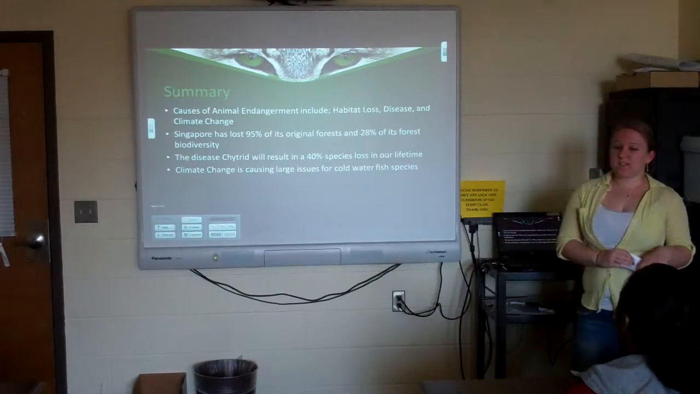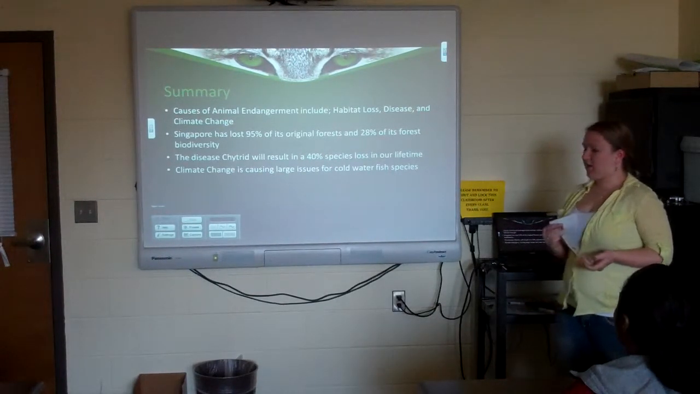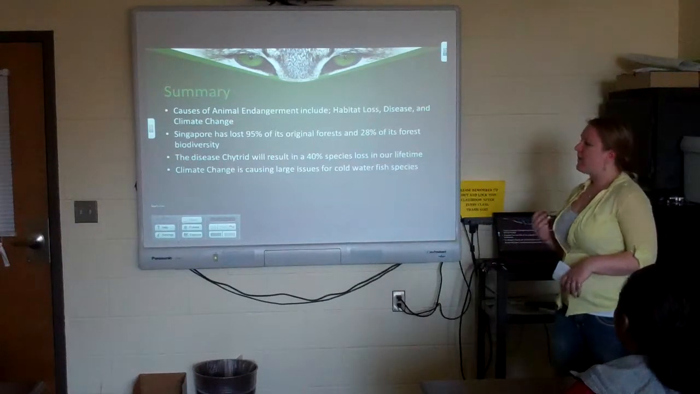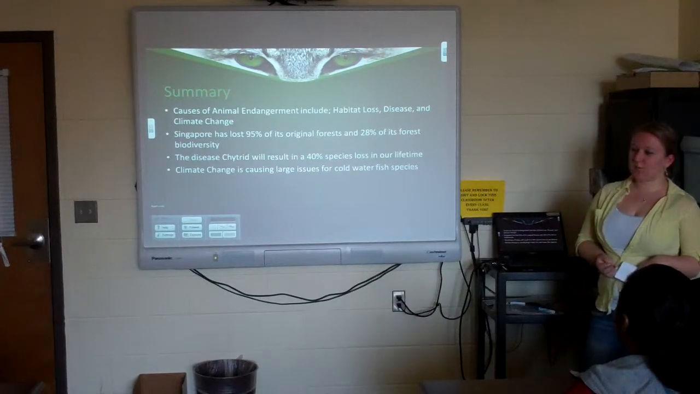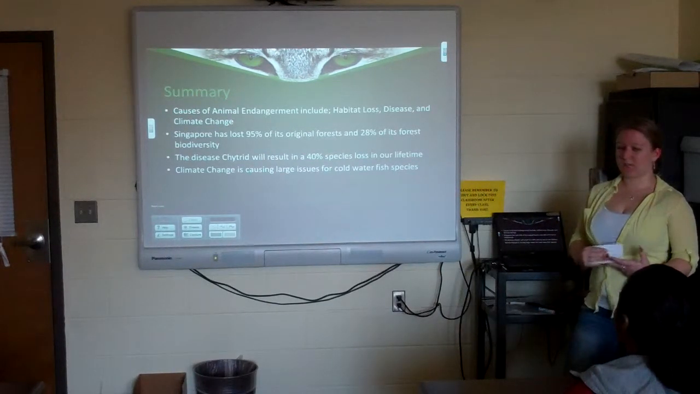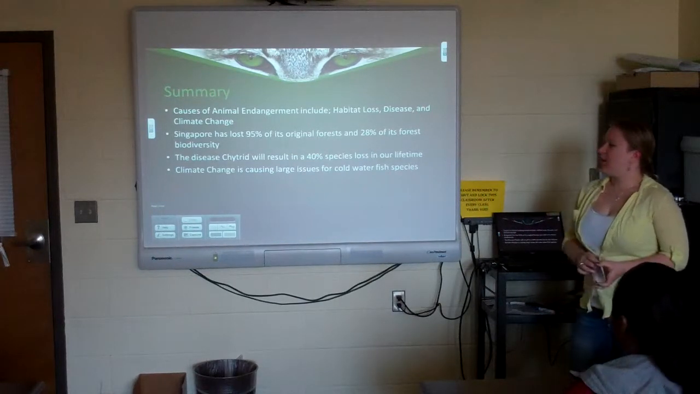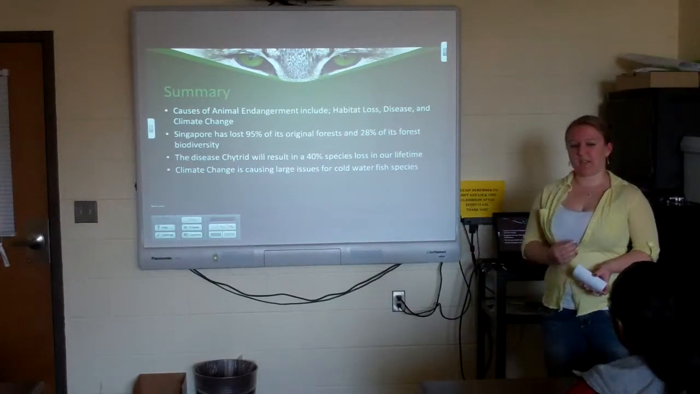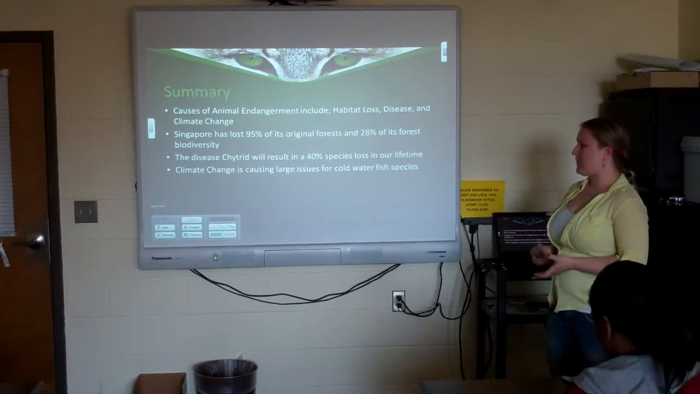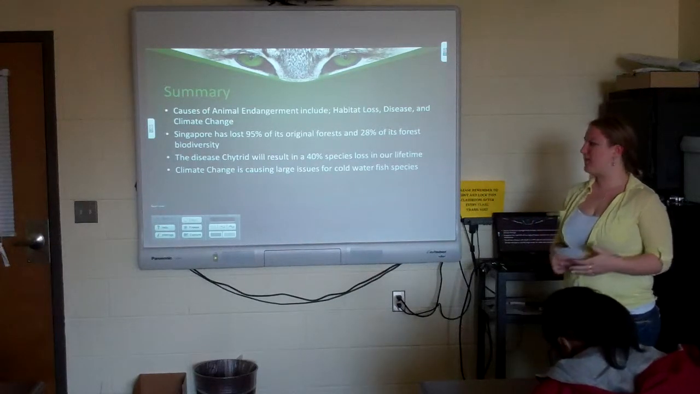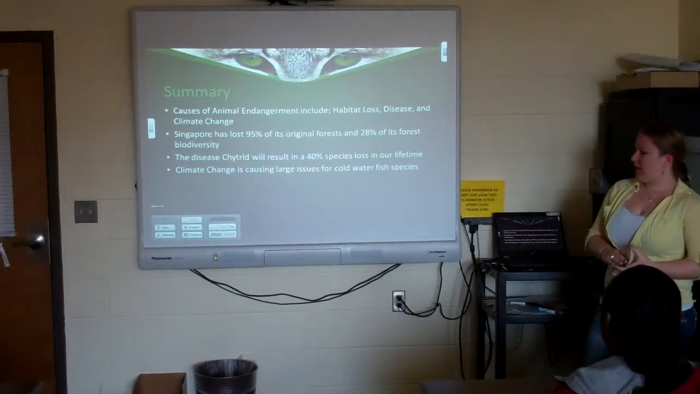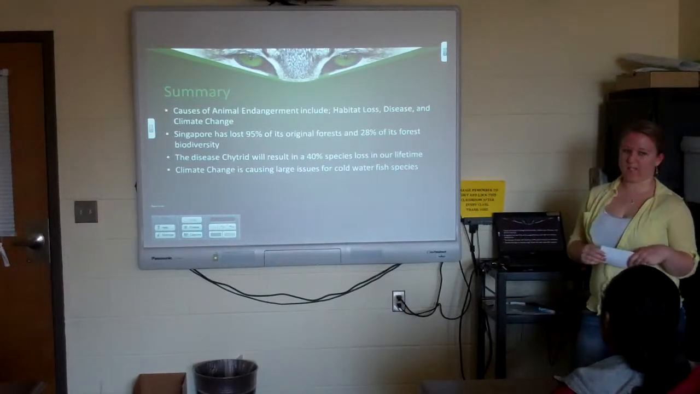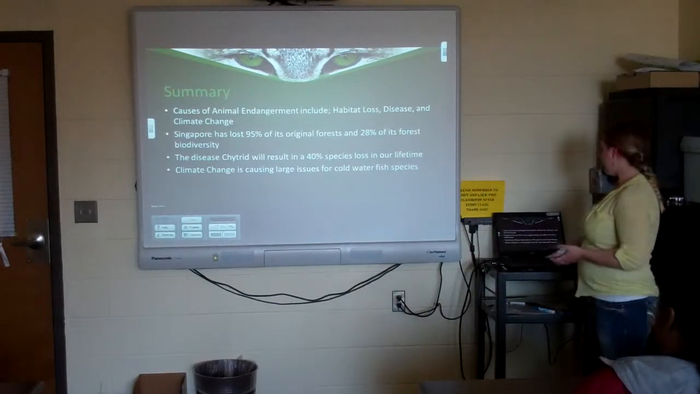So we discussed causes of animal endangerment that can include habitat loss, disease, and climate change. We discussed a little bit about deforestation and the 95% loss of forests in Singapore and how that has caused a 28% loss in their biodiversity. We discussed the chytrid fungus, which is causing major declines in amphibian species and can possibly lead to a 40% species loss in our lifetimes. And then we discussed climate change in cold water fish and how this can lead to a rapid decline of their habitat, up to 68%.